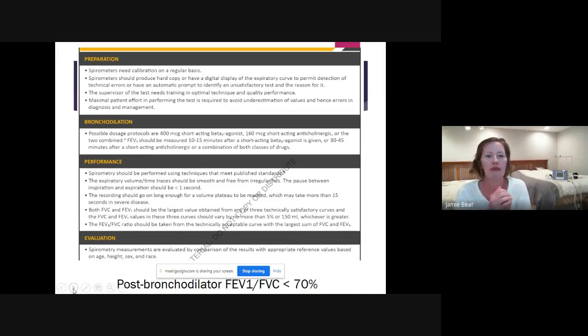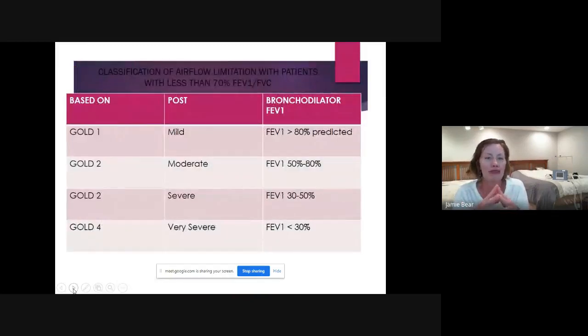So here is the performance exactly according to GOLD guidelines. And then how you can classify GOLD is, first of all, the FEV1 over FVC ratio has to be less than 70%. Then you move on and look at the FEV1. So FEV1 mild is greater than 80% predicted. GOLD stage 2 or moderate would be an FEV1 of 50 to 80%. Severe would be 30 to 50%. And then very severe would be an FEV1 less than 30%.